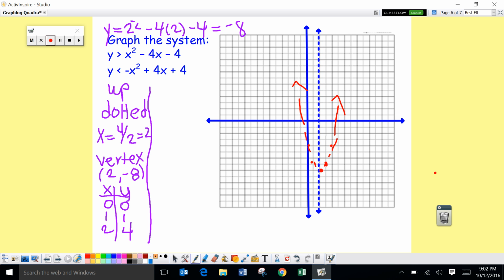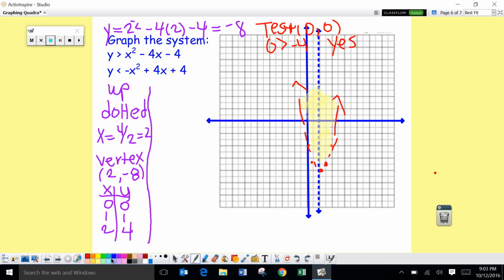And you'll notice that my point origin 0, 0 is located inside the parabola. So I'm going to test 0, 0. For the first inequality, is 0 greater than negative 4? Yes, 0 is greater than negative 4. So I'm going to shade on the inside of the parabola at 0, negative 4, where that's located. So I'm shading on the inside of the parabola.